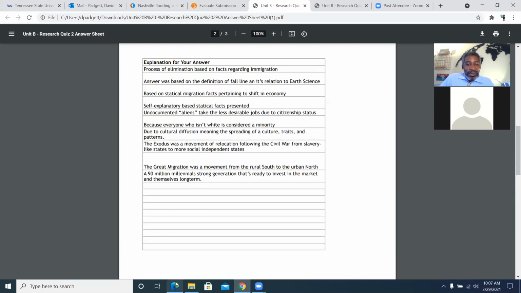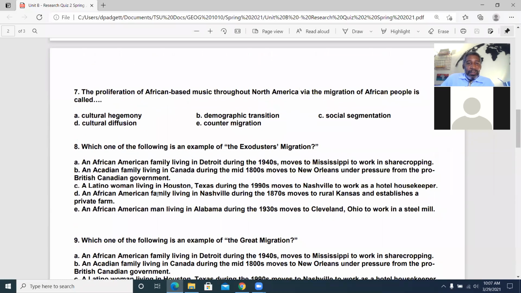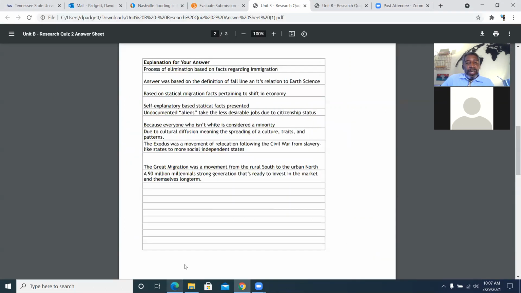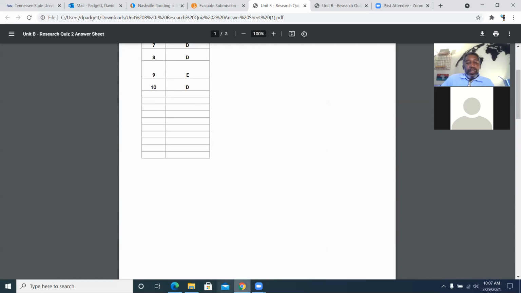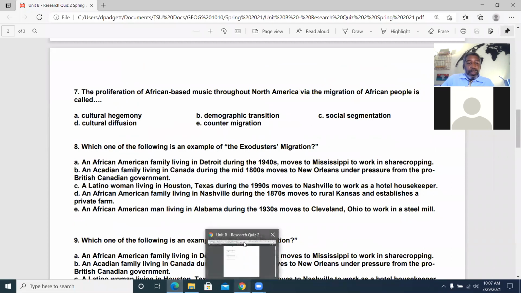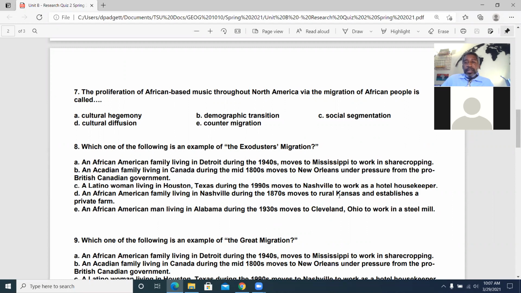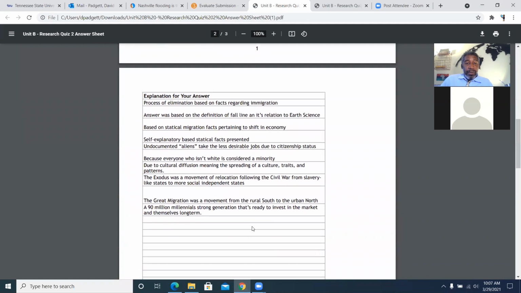Again, last one, number 8. Which one of the following is an example of the exodusters migration? She answered D, which was an African-American family living in Nashville moves to rural Kansas. So the exodusters migration was a westward movement as opposed to a south to north movement. I talked about it in great detail.